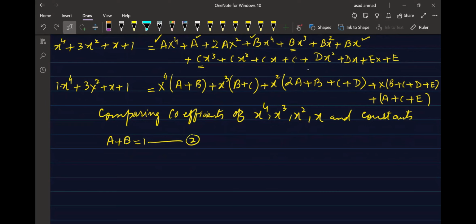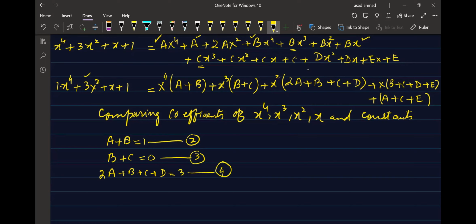It would be second equation. Then x raised to power 3. We don't have any term on left hand side involving x raised to power 3. So we will write it as b plus c equals to 0 because there is no term involving x raised to power 3 on left hand side. We will label it as b plus c equals to 0, equation number 3, and the term involving x square, 2a plus b plus c plus d equals to coefficient of x square, that is 3. So we will equate it equals to 3 and we will label it as equation number 4.